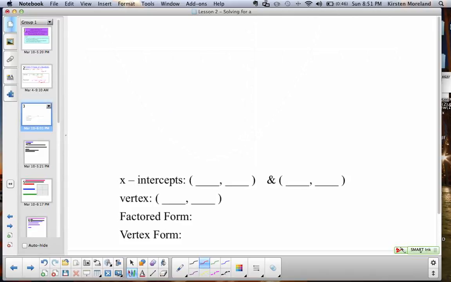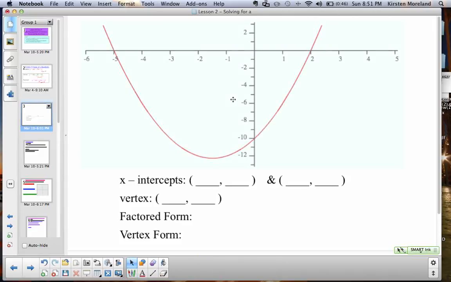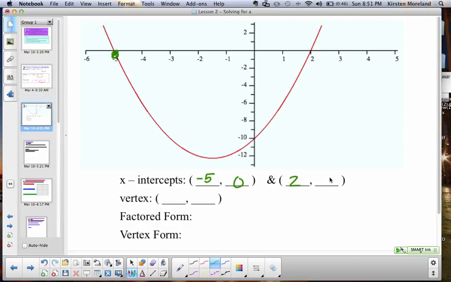All right, so the first thing we're going to do is look at a graph and find its x-intercepts, its vertex, and write an equation based on those. So the x-intercepts look like it's at -5, 0, and 2, 0. And it looks like the vertex is at, I can't tell. Let's say the vertex is at -1.5 and -12. And that 1.5 isn't going to throw us off.